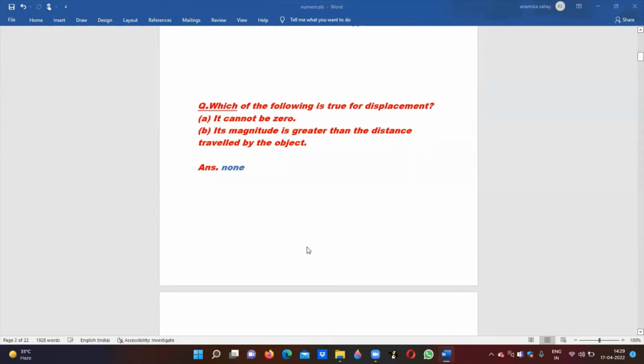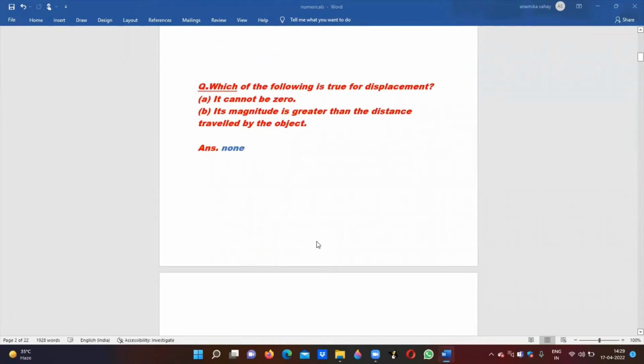Now, which of the following is true for displacement? Displacement can be 0, because if the initial point and final point are the same, displacement in that case will be 0. Its magnitude is greater than the distance traveled by an object? Never, the magnitude of displacement will never be greater than the distance. It may be the same, but never greater.